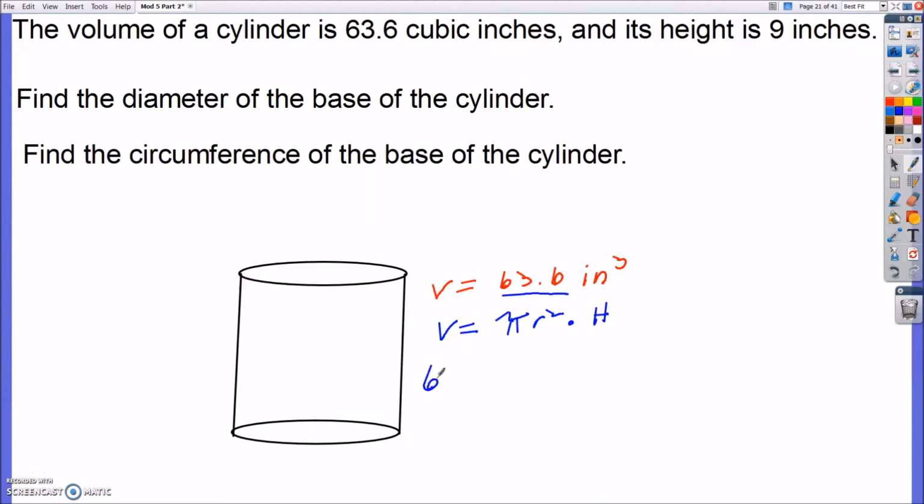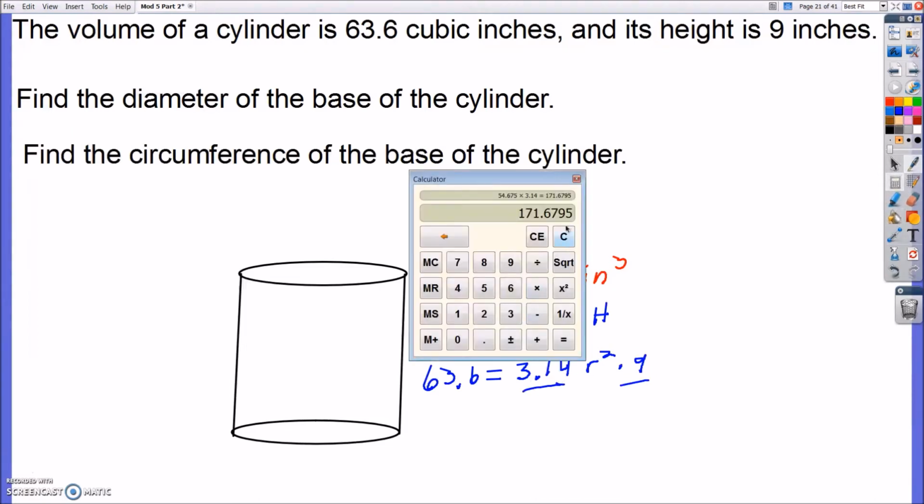Now, I already know the volume is 63.6. I know pi is 3.14. I don't know what the radius is, but I know the height is 9 inches. So all we're going to do now is combine like terms. So first we're going to do 3.14 times 9. So I'm going to have 63.6 is equal to 28.26 r squared. And then what I'm going to do is divide both sides by 28.26.